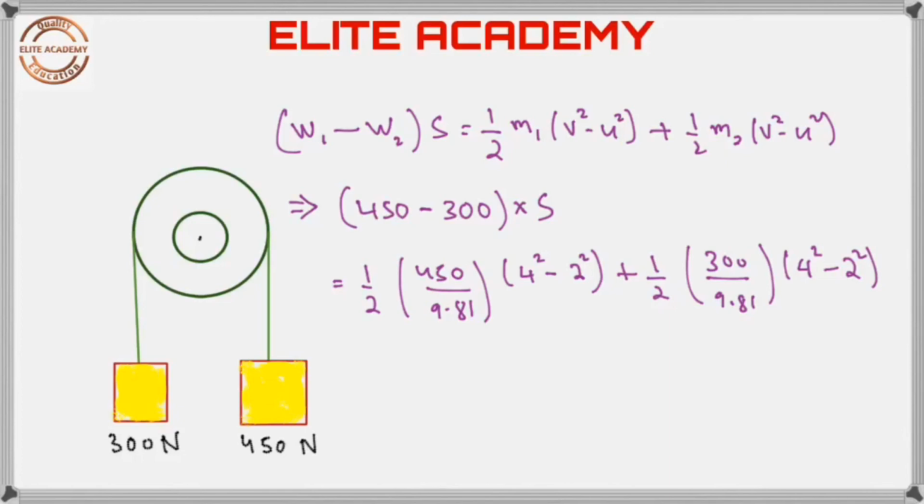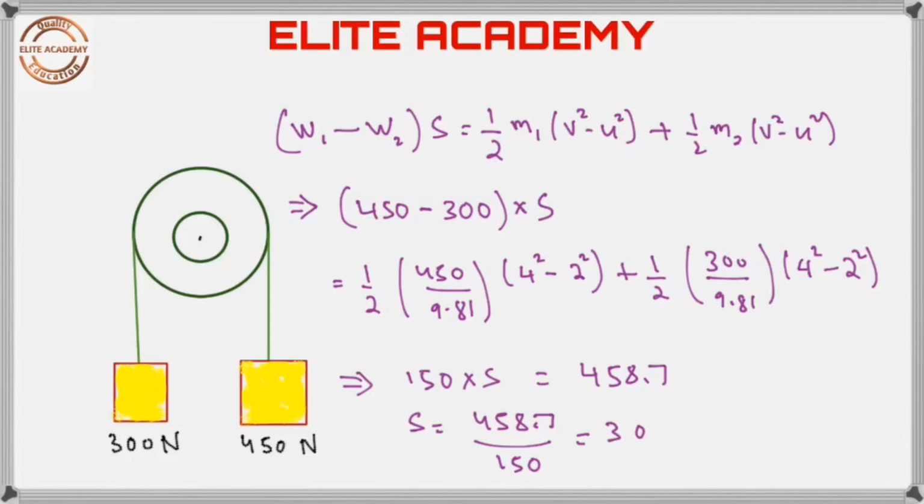If you calculate, we get 150 into S is equal to 458.7. So S is equal to 458.7 divided by 150, which is equal to 3.058 meters.